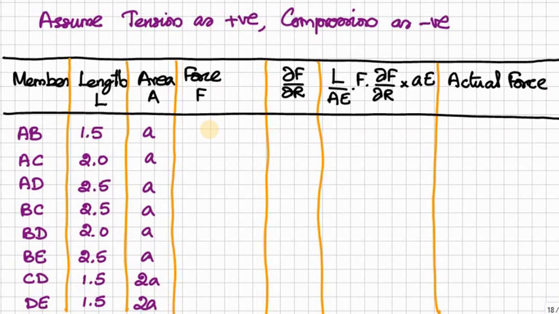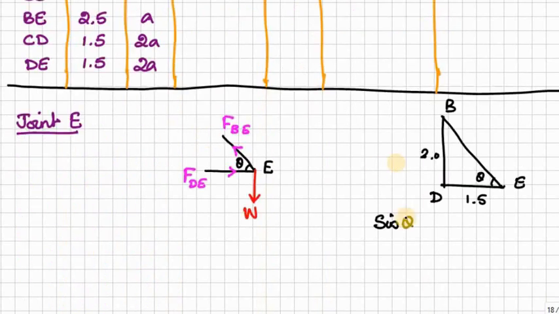So we will consider joints one by one, then we will resolve the forces, and we will enter here. So now consider joint E. In joint E we have 2 members meeting at the joint, that is BE member and DE member, and we have one external force W acting in the downward direction.